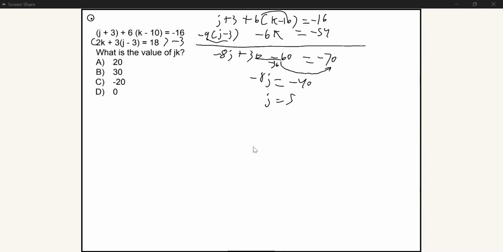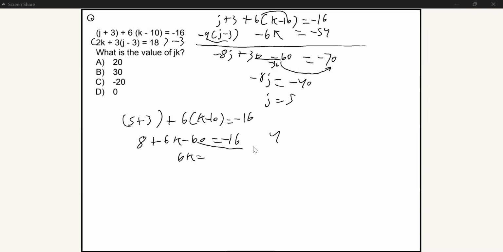Sometimes you could look at the answer choices. Well, never mind. So now we have J equals 5. We could plug that in. Let's do the first equation. So we're going to have 5 plus 3 plus 6K minus 10 equals -16. So we have 8 plus 6K minus 60. We'll add 60 and subtract 8. So we get 6K equals 44 minus 8. And you'll get 36. 6K equals 36. K equals 6.